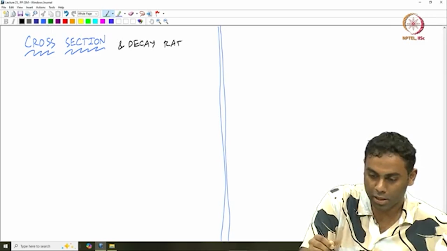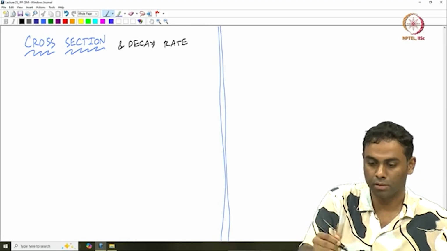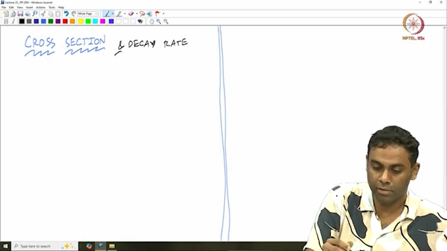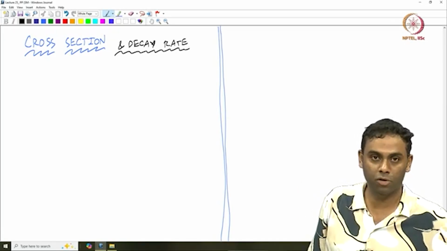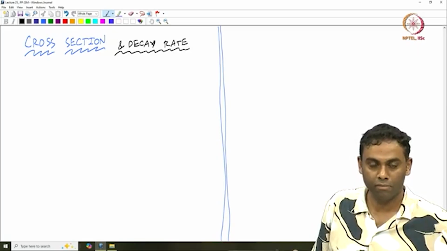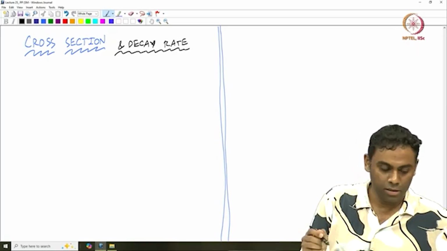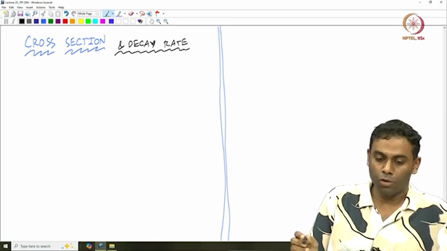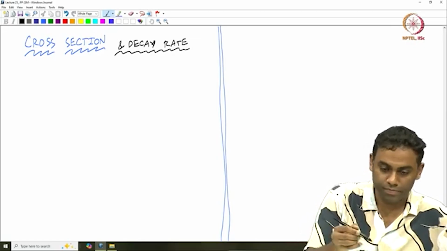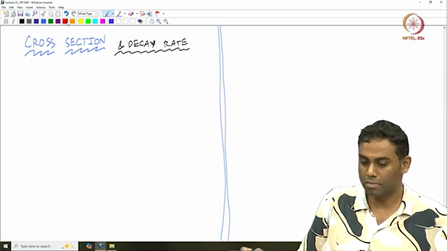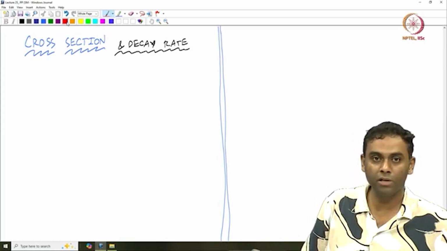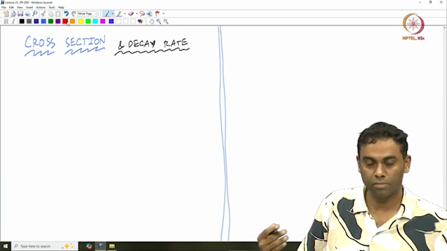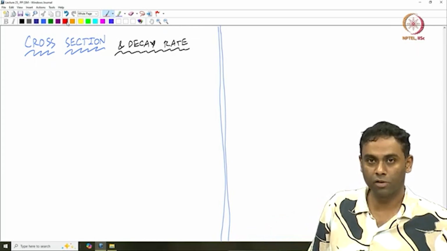And there is a related concept which is not that hard to understand. We've been seeing this since high school, which is the decay rate. But we'll see how these are related. The decay rate is a subset of the concept of cross section in a sense. So, what do we mean by cross section? I'm going to give you a heuristic picture first, and then we'll build it up to deriving a proper expression for cross section in the most generic case.